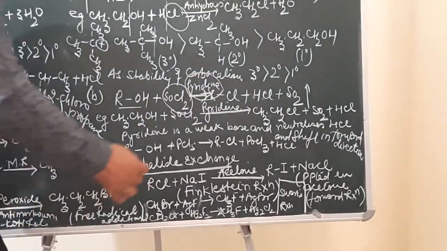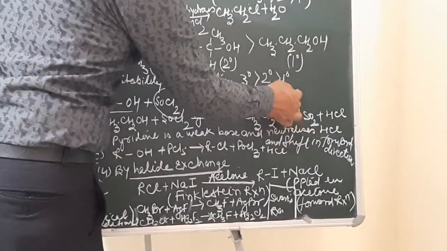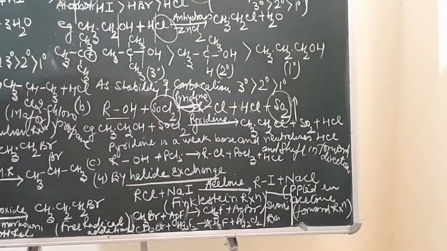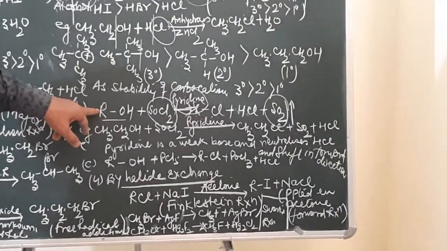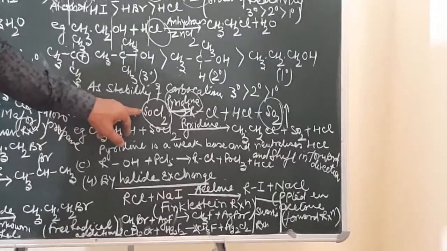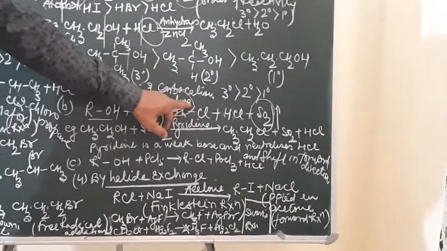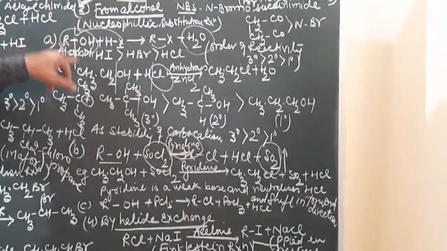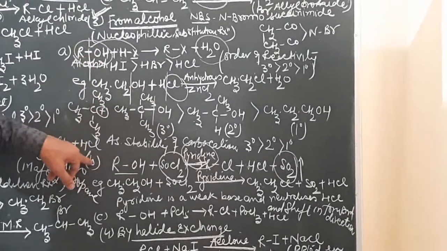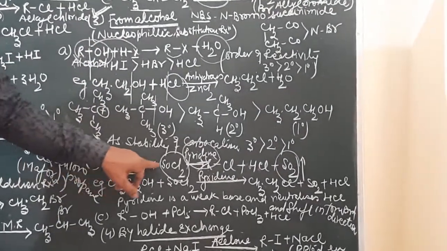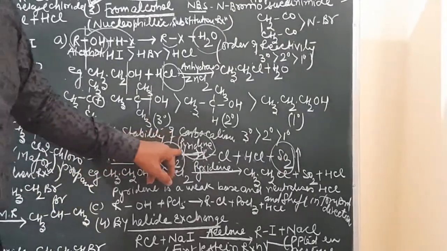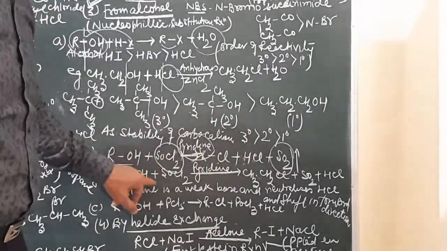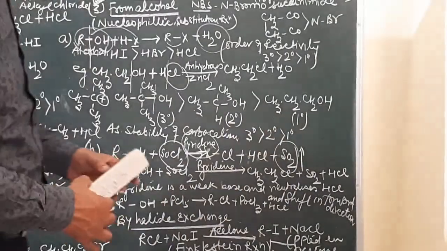Secondly, sulfur dioxide is a gas and it will escape out. So by this method of preparation from alcohol, maximum yield of haloalkanes is obtained. As far as preparation of haloalkanes from alcohol is considered, this is supposed to be one of the best methods, in which pyridine neutralizes HCl and sulfur dioxide escapes out as a gas.